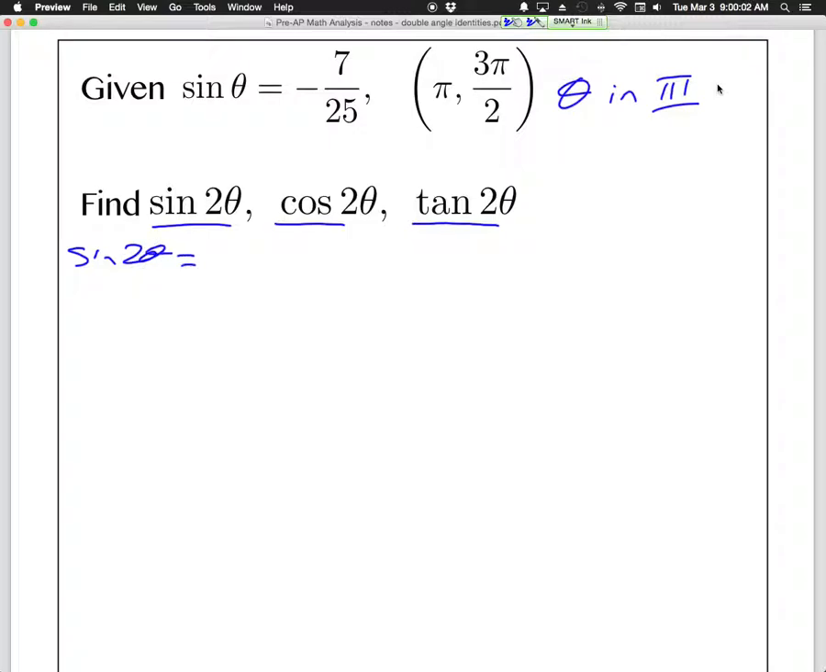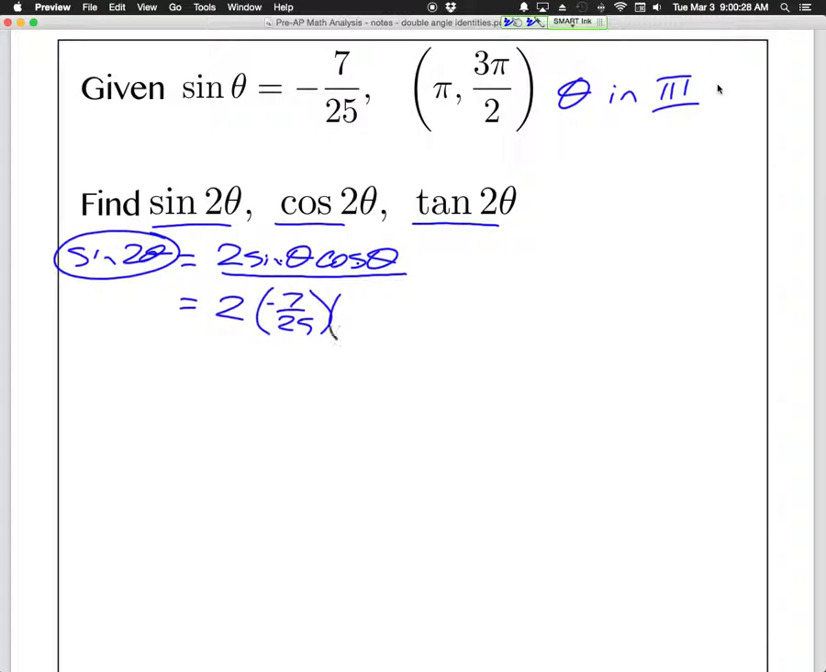So what else do I want to write down to help me find sine of 2 theta? I want the formula: 2 sine of theta, cosine theta. When I evaluate this, I will have found what sine of 2 theta equals. And what do I already know that I can fill in for this? I know sine is negative 7 over 25. And I've got to figure out what cosine is.